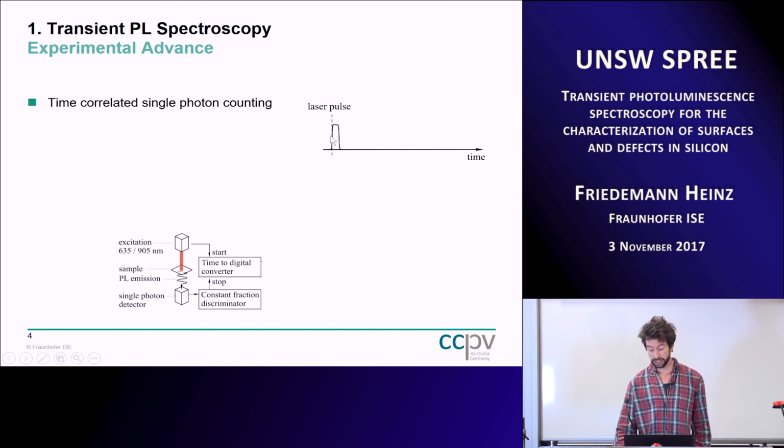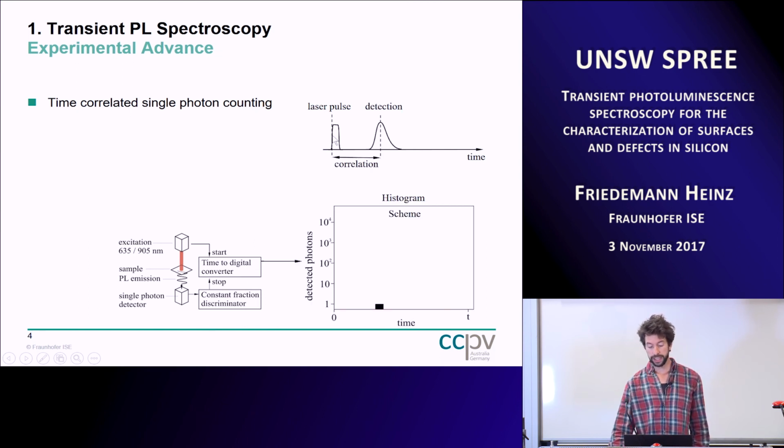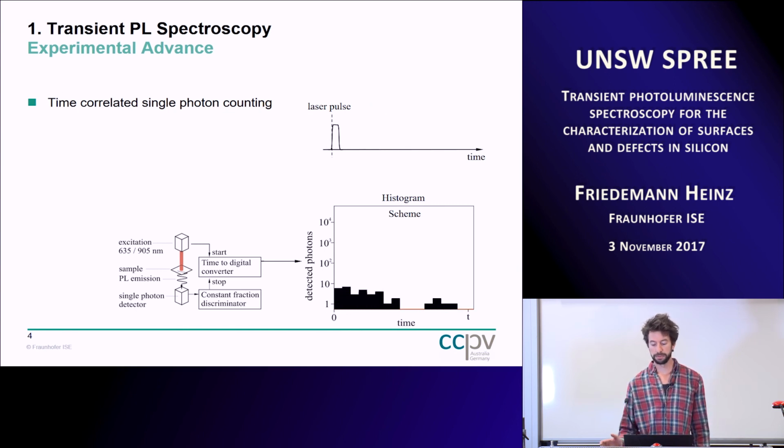So one laser pulse starts the timing trigger. Then later we have a detection of a single photon. Then we correlate these two events. This can be done with a very, very good time resolution, well below a nanosecond. And then we repeat this, another pulse, another detection, and slowly a decay characteristic builds up.